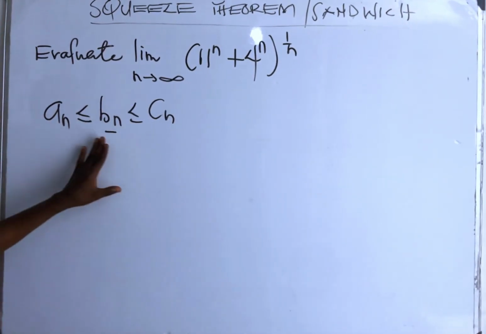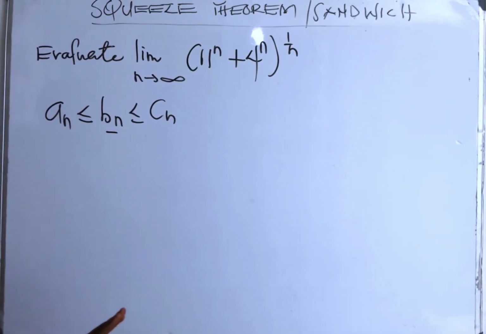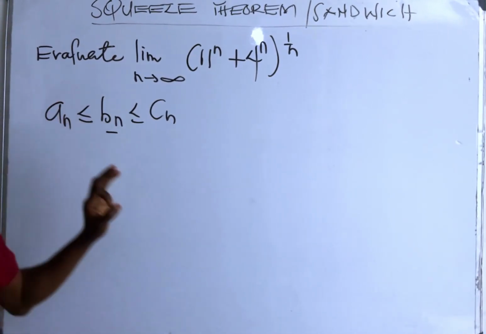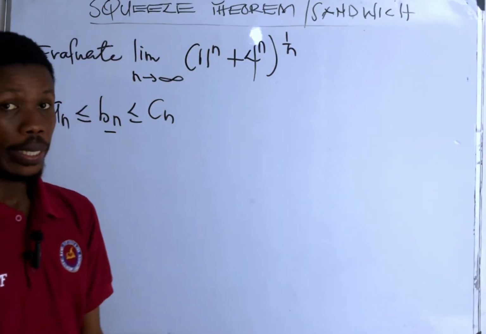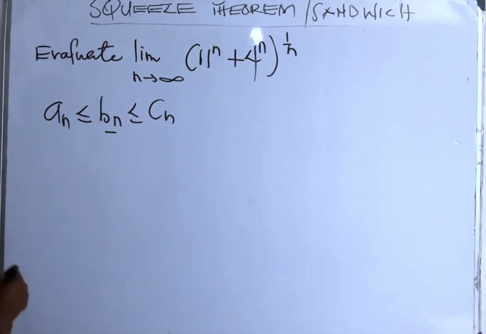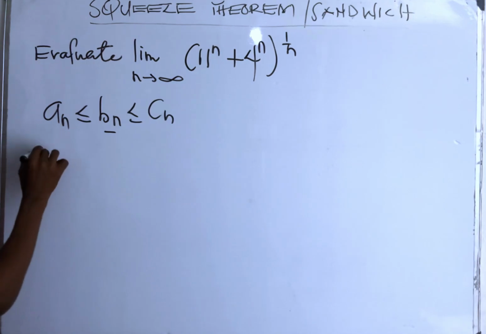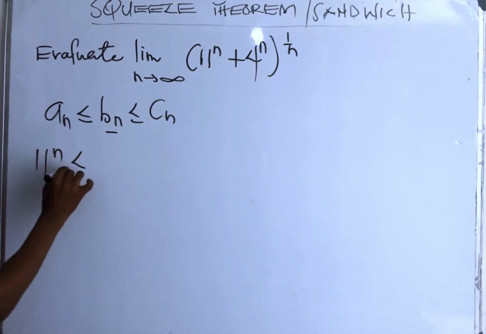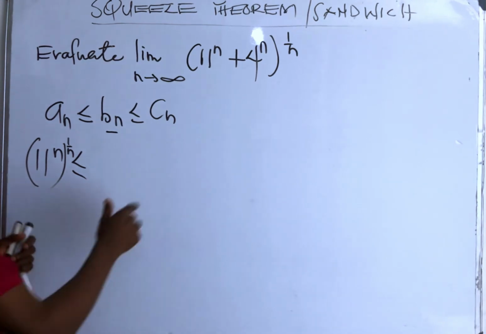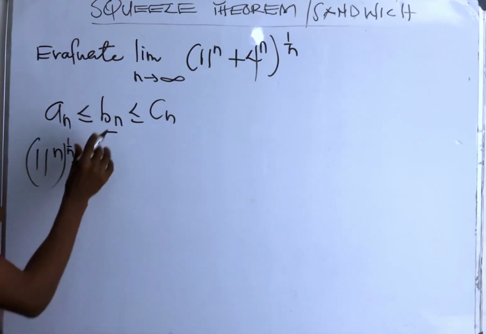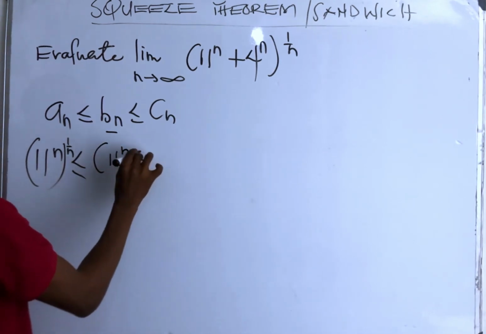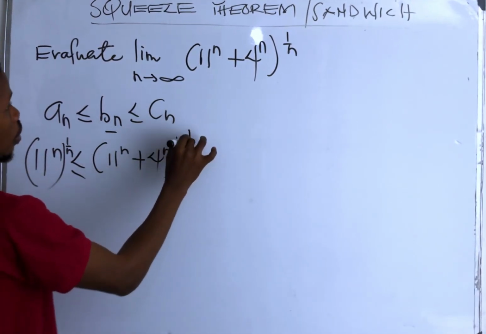If you look at this one, it is very perfect for this. So we start with this one. If you want to get the a_n, you look at the biggest term there. Here, the bigger one is 11 to the power n. So that's your a_n. It's less than or equal to, remember this was power 1 over n, the b_n is actually what is here: 11 to the power n plus 4 to the power n.